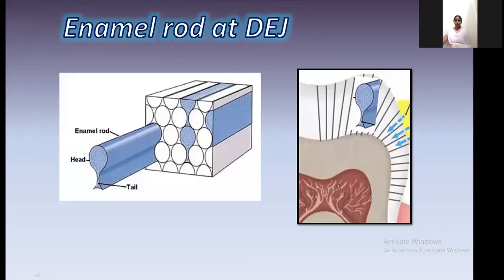Now, if you can see, the enamel rod has a head and a tail. It is a keyhole shaped structure. This is the dentino-enamel junction, this line. The tail of the enamel rod is always towards the dentino-enamel junction and the head is towards the outer surface.